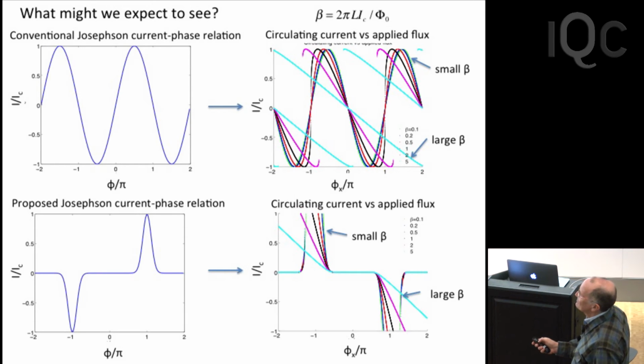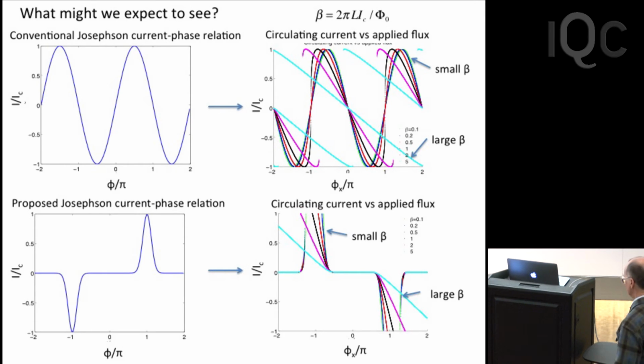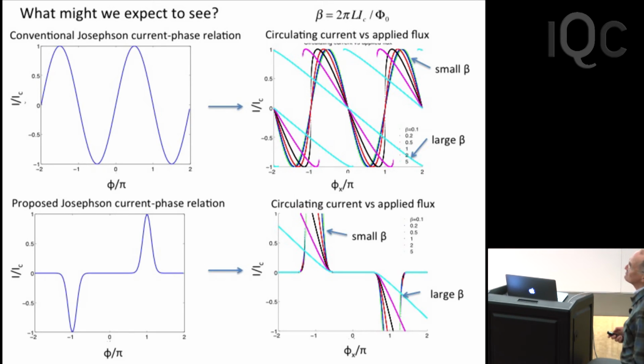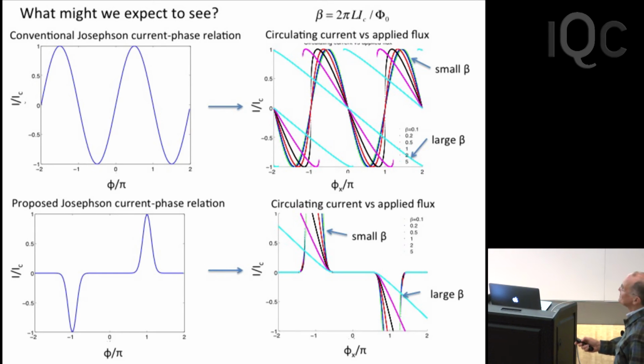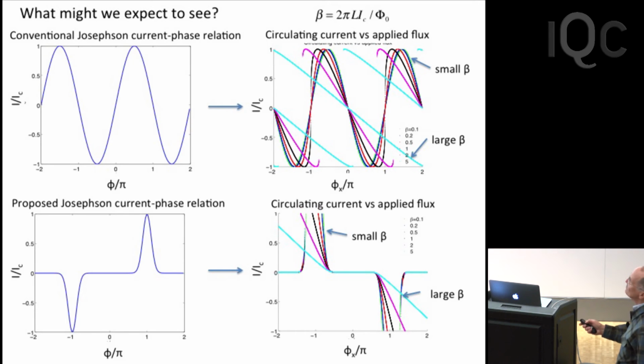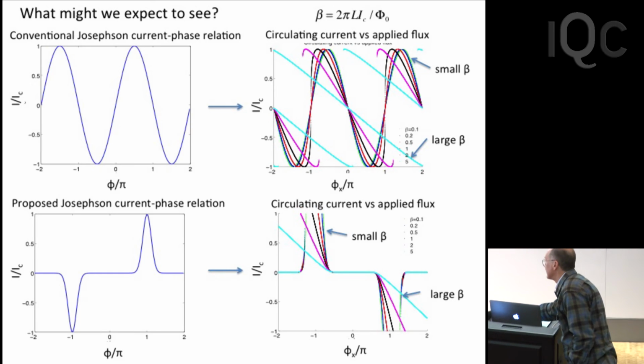If you have the current phase relationship that the Goldhaber-Gordon group proposed, which has a sharp peak at a particular value of the phase, this would translate to a sharp peak in the circulating supercurrents at a particular flux through the ring. So qualitatively different results should result.